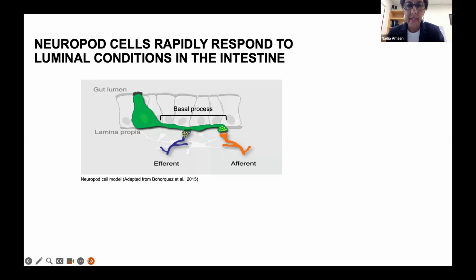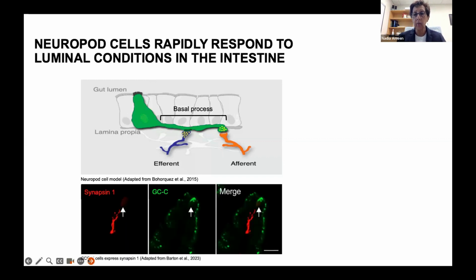There are particular genes that have been identified in neuropod cells. So we looked in our single cell data to see whether we can identify genes in the rat jejunum that would meet the criteria for neuropod cells.